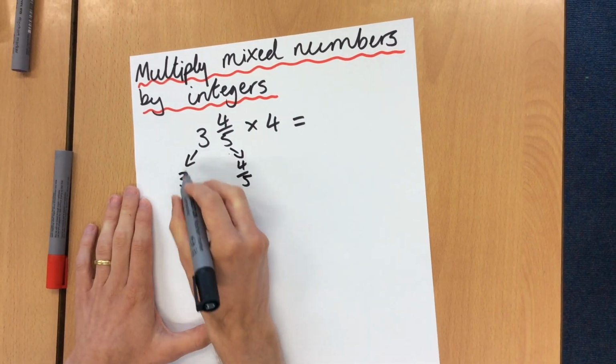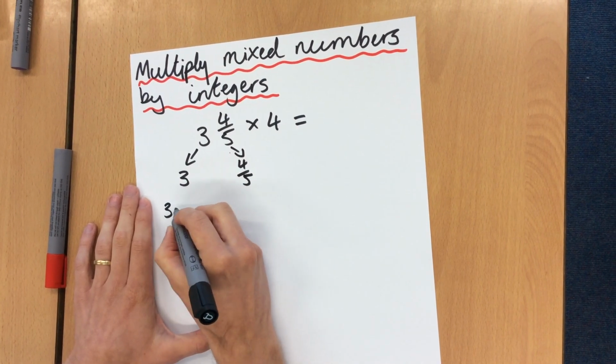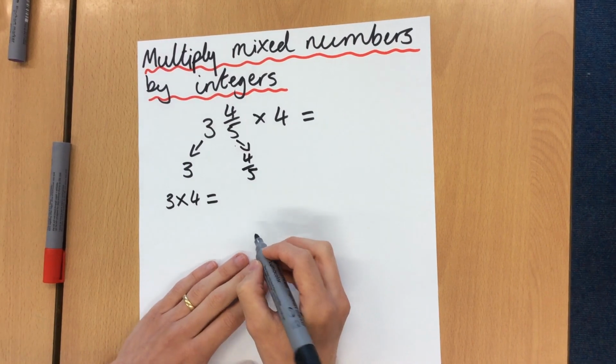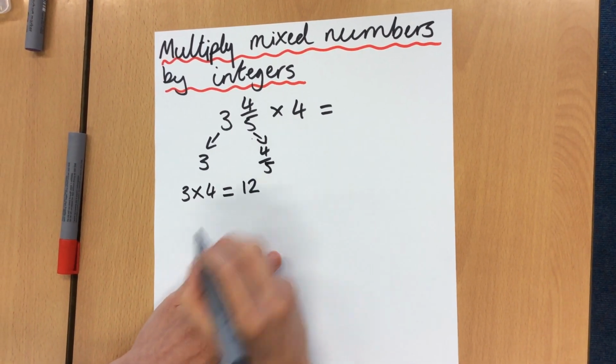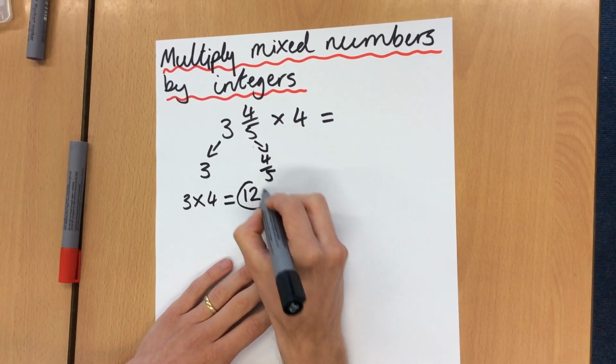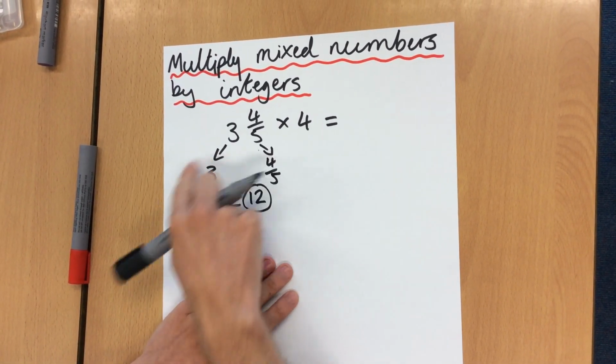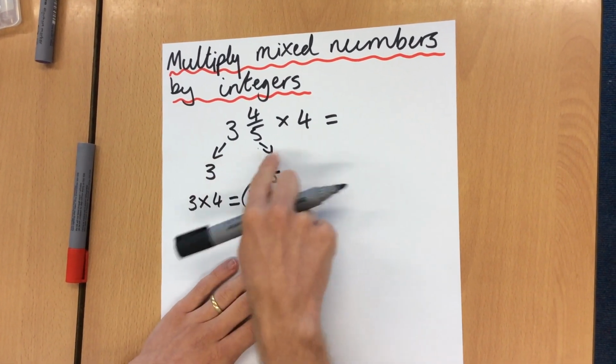So first of all, I'll start with my whole number, and I'm simply going to write 3 multiplied by 4 equals, I'm sure you've done it in your heads already, 12. So that's one part of my partition done. So I've got one done. Now I've finished with my integer, my whole number here. I'm going to look at my fraction.